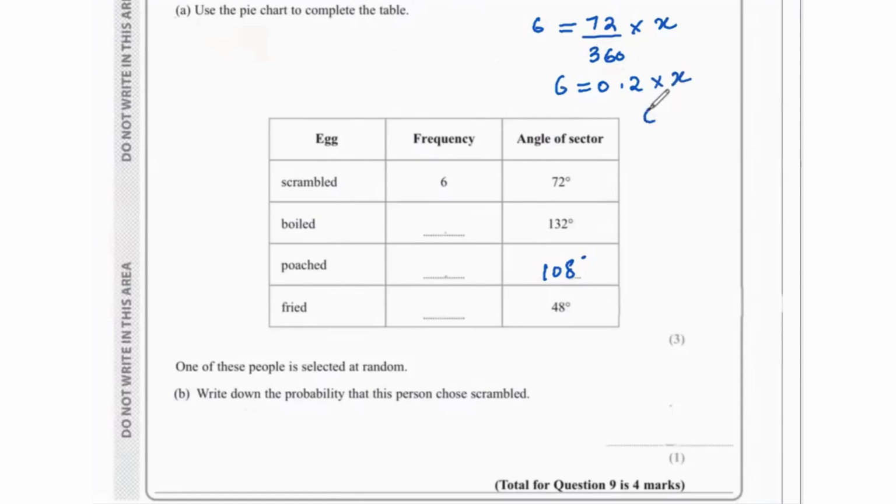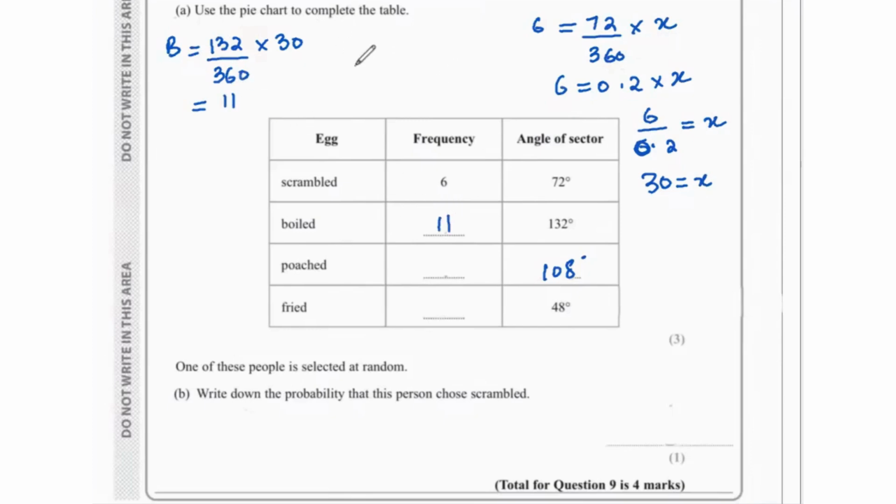So then x would be 6 divided by 0.2, which equals 30. So 30 is the total frequency. Now for boiled, we will do 132 over 360 times the total frequency to get the number of people for boiled egg. So 132 times 30 divided by 360, that's 11.